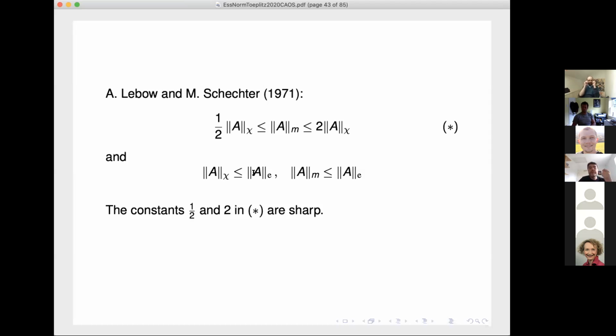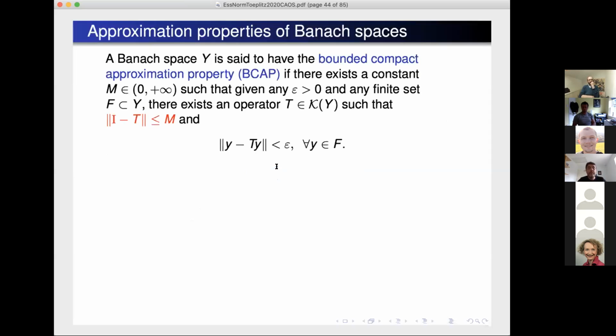Ideally, you would also want to have an upper estimate. You see, in my second theorem, I wanted to have an upper estimate for the essential norm of the Toeplitz operator, and I told you that I would be using measures of non-compactness. At the moment, I only have lower estimates. And in general, you do not expect upper estimates. So you cannot estimate the essential norm by measures of non-compactness unless you know something about the geometry of your space. This is where we need a little bit of geometry of Banach spaces. These are so-called approximation properties of Banach spaces. And this is the space that has a bounded compact approximation property.